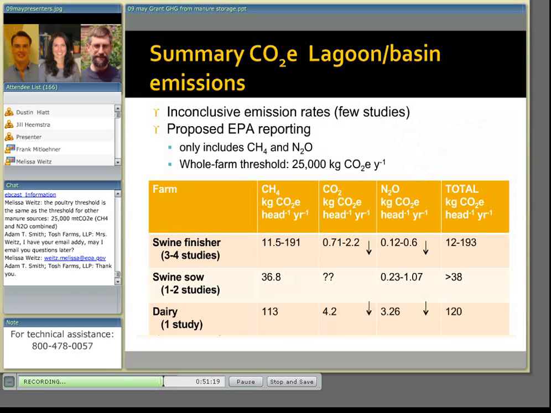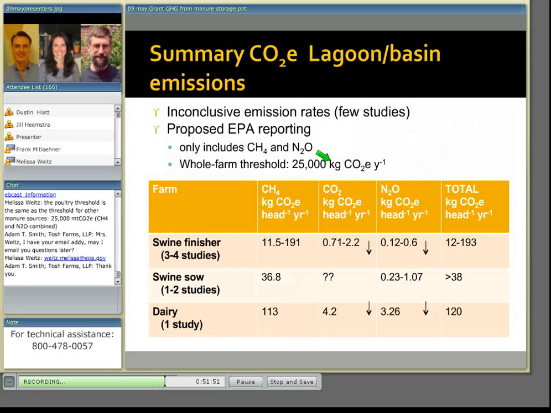So we have three major gases. We have methane, we have CO2, and we have nitrous oxide that are contributing to the greenhouse gas emissions from a given farm. And I summarized here the studies that we've seen before in the previous slides. And we see that only nitrous oxide and methane are included within the rulemaking, so that needs to be considered.